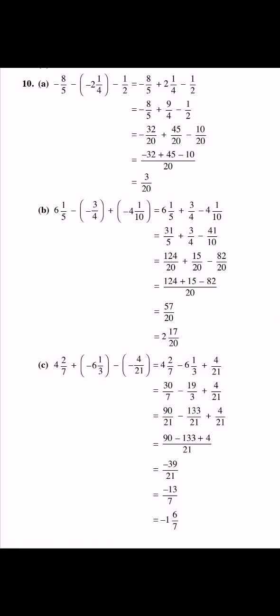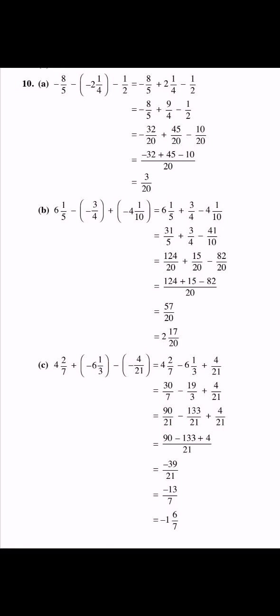Moving on, we will adopt the method of common denominator, and for that we will multiply our first term, which is 30 divided by 7, with 3 divided by 3, our second term, which is minus 19 divided by 3, with 7 divided by 7, and our third term, which is 4 divided by 21, with 1 divided by 1. And after simplification, it will become 90 divided by 21 minus 133 divided by 21 plus 4 divided by 21.